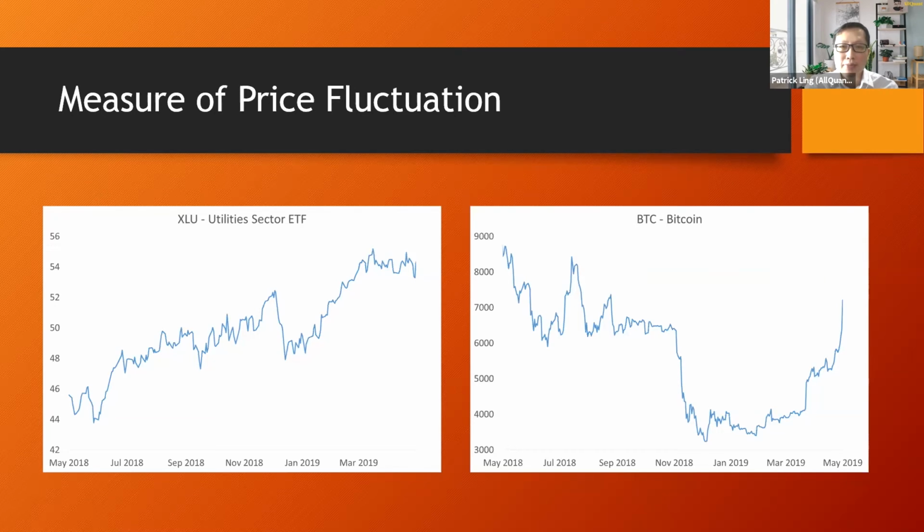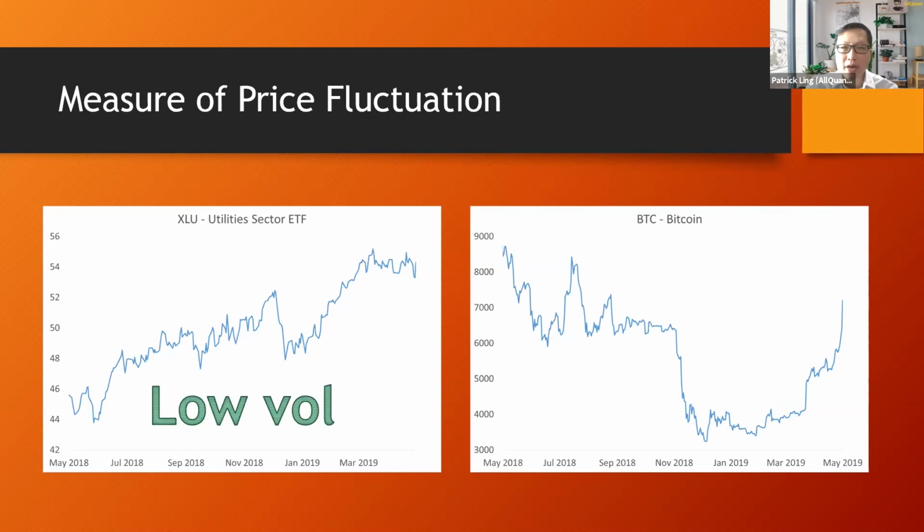You can see that the price doesn't really change that much over time, and the price range is pretty narrow. In this case, it ranges somewhere between $44 to $54 over a span of 1 year. So this is what low vol looks like.